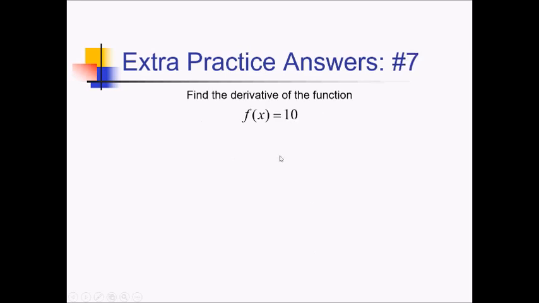This problem is one of those that's so easy it's difficult. You might be overthinking this. So the derivative of 10, this is just a horizontal line. The slope of this is just 0.